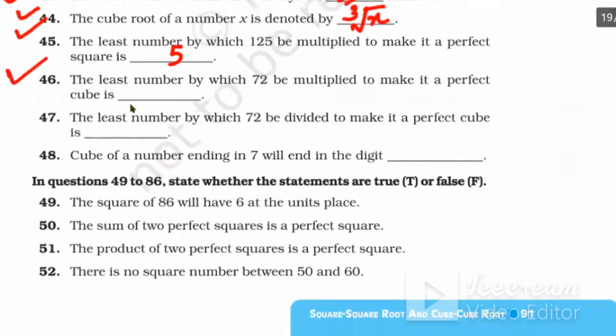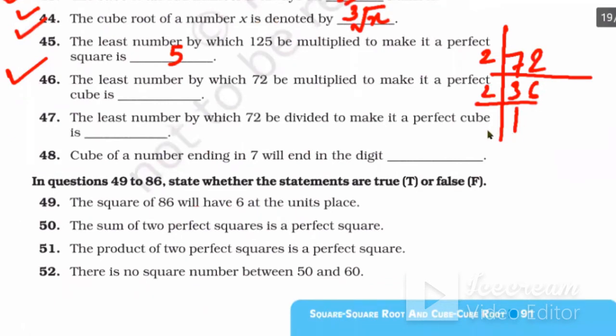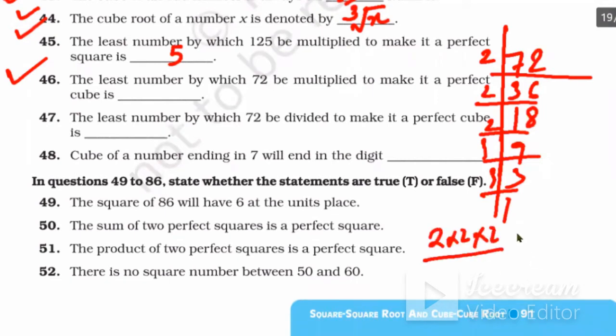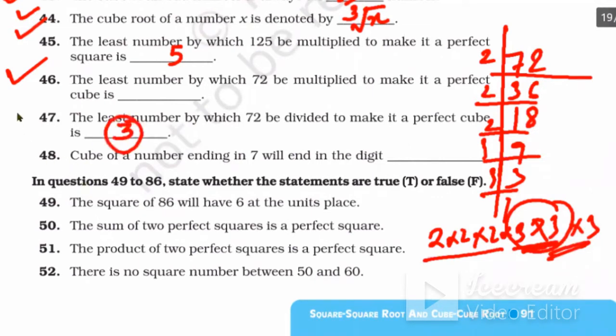Now, question number 46. The least number by which 72 be multiplied to make it a perfect cube? So, factorize it: 2 into 2 into 2 into 3 into 3. 2 into 2 into 2 is a perfect cube, but 3 into 3 is not. So one more 3 you need to make it a perfect cube. So it will be 3. Clear? Okay, sir.